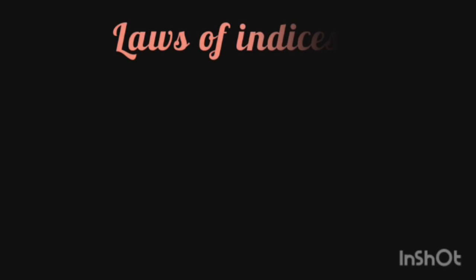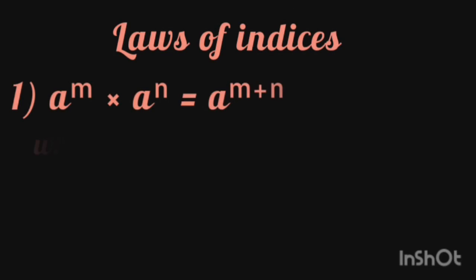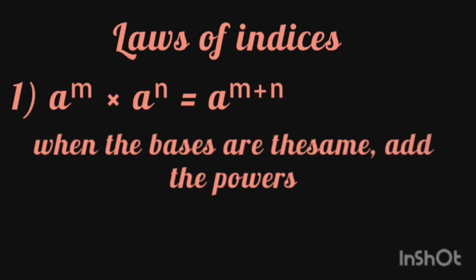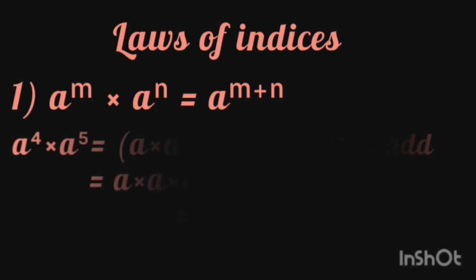The first law of indices we are going to be looking at is the multiplication law. If two numbers are multiplied and they have the same base, you simply add the powers. When multiplying, you add the powers. As you can see, a raised to the power m and a raised to the power n, you simply add m plus n because the bases are the same.